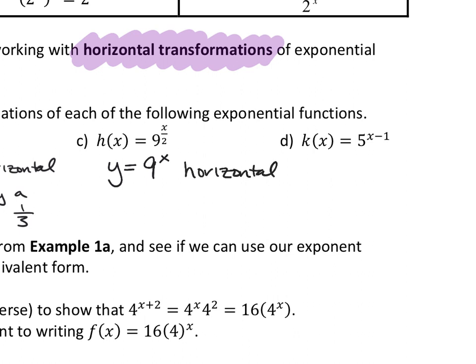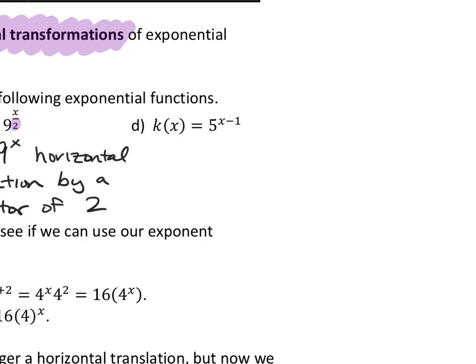A horizontal what? Dilation by a factor of what? 2. Cool. By a factor of 2. Because technically it's multiplied by 1/2, so you use the reciprocal. And instead of 1/2, it would be 2. How about in D? What is happening there?